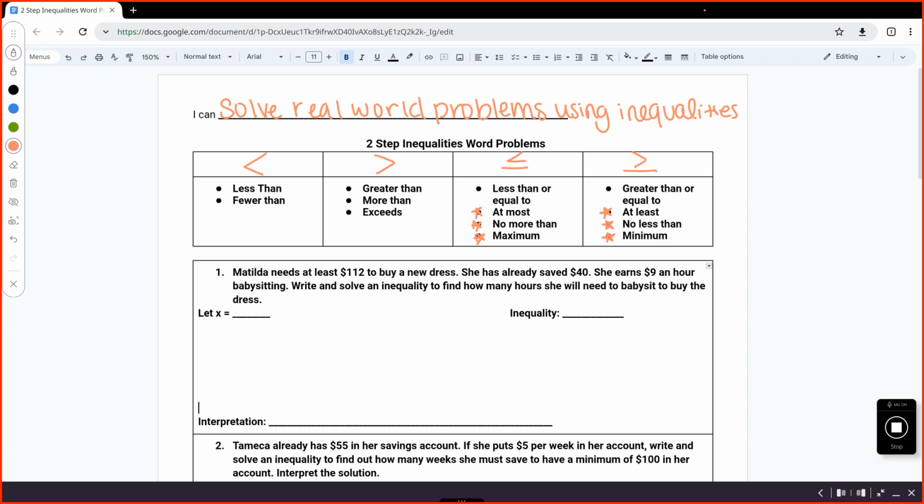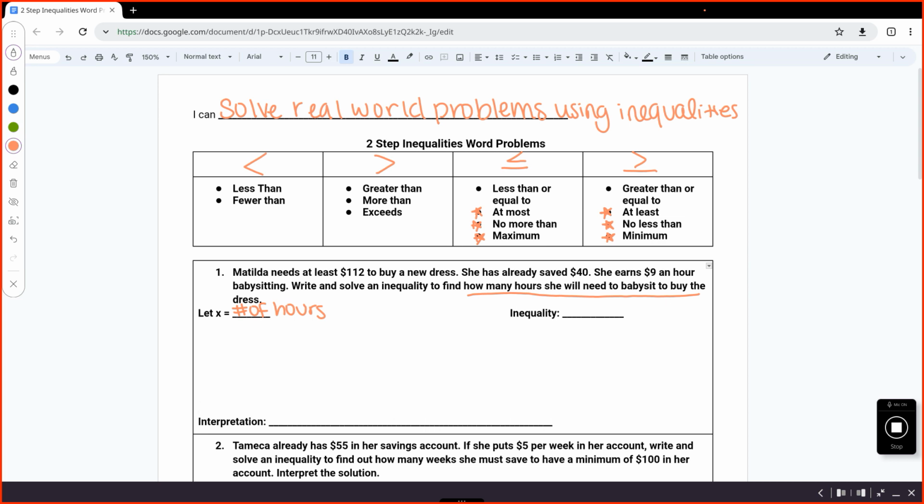All right. So let's look at example 1 here. We have Matilda needs at least $112 to buy a new dress. She has already saved $40. She earns $9 an hour babysitting. Write and solve an inequality to find out how many hours she will need to babysit to buy the dress. So we're going to say let x equal how many hours she will need to babysit. So we're going to say the number of hours she needs to babysit.